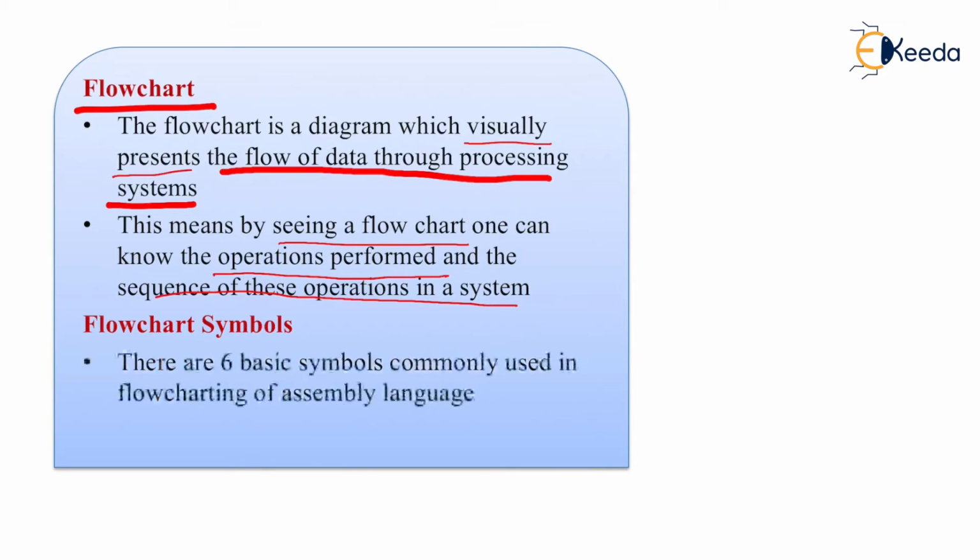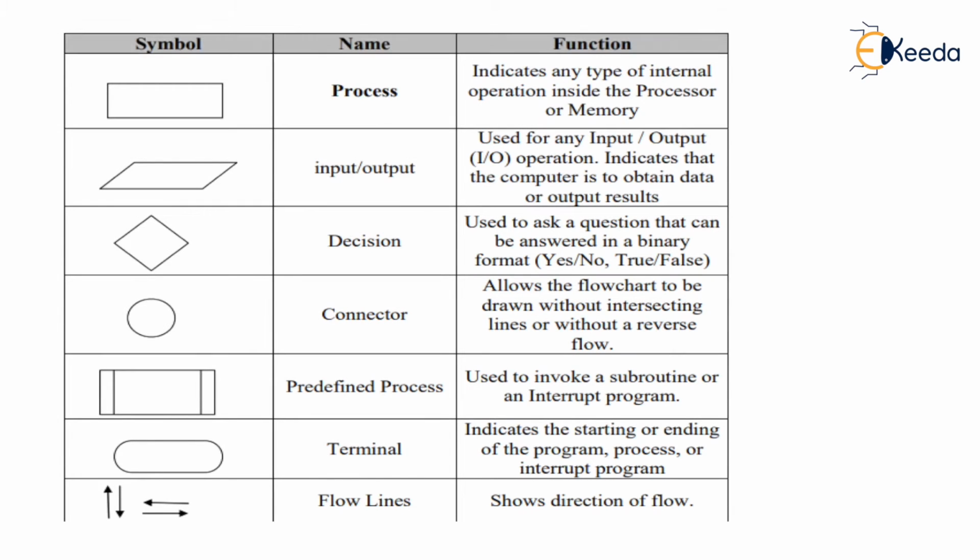There are different symbols present through which you can draw flowcharts. Which are they? The first is the rectangular symbol. This symbol is used to give the processing of your data. That's why this box is called the process box. It indicates any type of internal operation inside the processor or a memory.